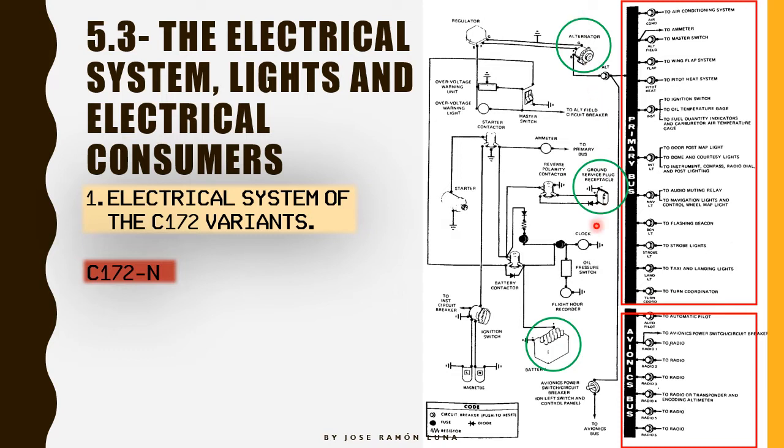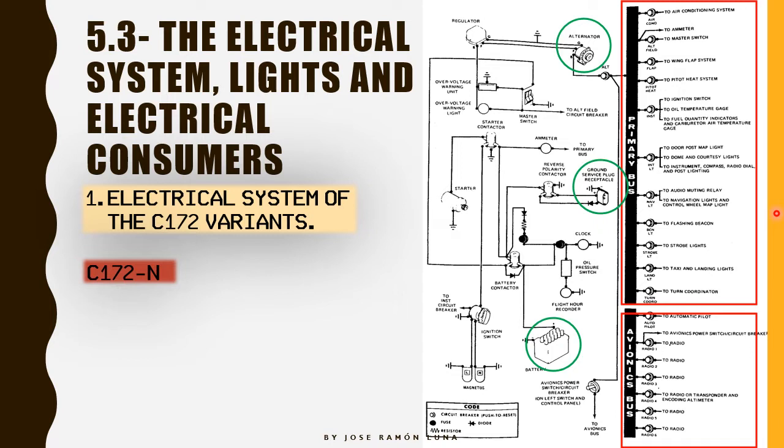Below the alternator right here, we can see the ground service plug. This is the ground connection. If the engine is stopped and we need some kind of electrical energy for some reason, we can just plug an external generator into the left side of the cowl to supply the energy. The most important thing about this, and remember this whenever you operate the system, is don't forget to close the cowl.